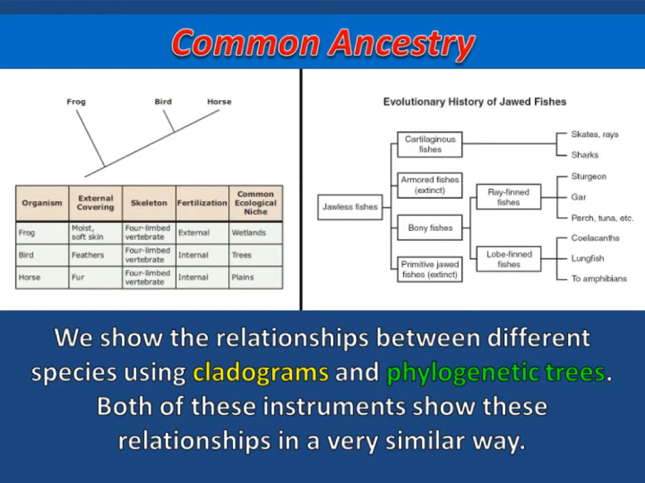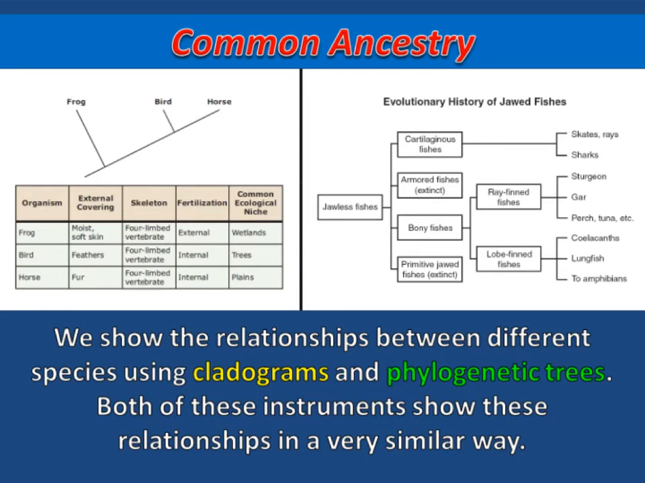Scientists can show the relationships between different species by using something called a cladogram. If you look at this picture on the left, this right here is a cladogram. Or they can use a phylogenetic tree, something like this. Okay, this is a phylogenetic tree. Both of these instruments show these relationships in a very similar way.